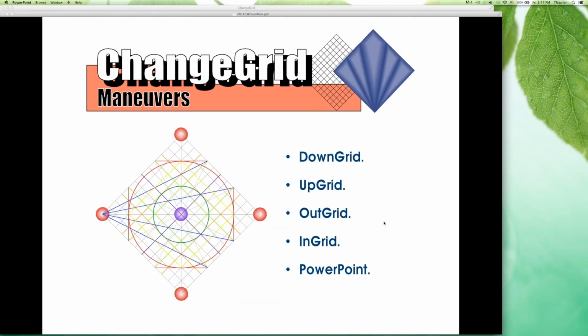In your workbook, this is section 4, where we talk about the change grid maneuvers. Change grid maneuvers are sets of techniques that you can apply that would effectively move someone from wherever they happen to be on the change grid to wherever you want them to be on the change grid. And people can self-apply these, or we can do them with other people, and we can do it with or without their knowledge or permission. So don't think for one moment that these sorts of things aren't routinely happening with people being absolutely unaware that it's being done to them.